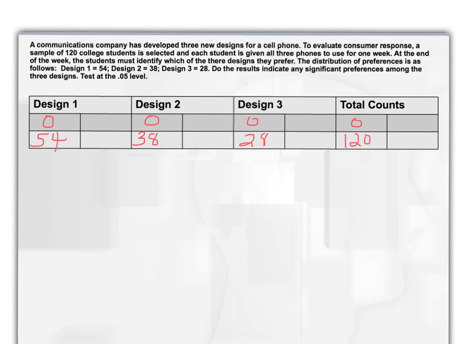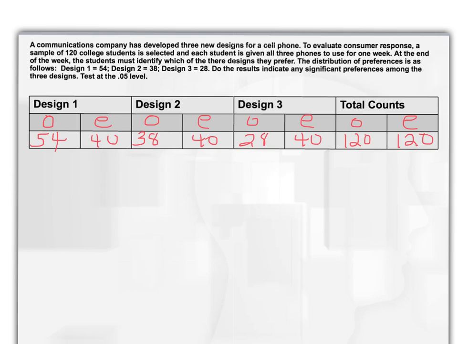Now, what would we expect if there were no preferences? If they actually had no preferences, what would we expect these frequencies to be? Well, since we have 120 people and we have no reason to expect one design is preferred to the other, then our expected frequencies would be 40 and 40 and 40. And our expected frequencies, if we've calculated them correctly, also should add up to 120.